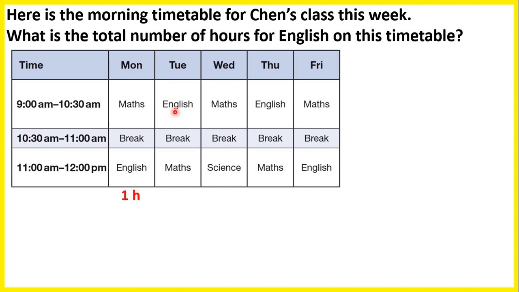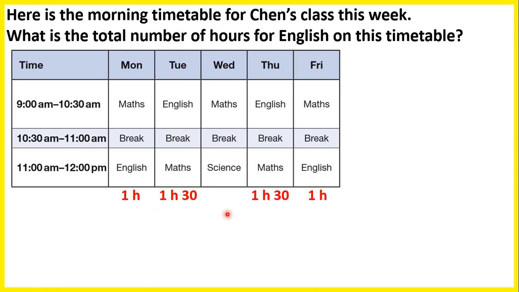On Tuesday, English is from 9 o'clock to 10:30, so that's 1 hour, 30 minutes. On Wednesday, Chen does not have any English lesson, so that's 0 hours. On Thursday, English is from 9 until 10:30, so that's 1 hour, 30 minutes. And on Friday, it's from 11 o'clock to 12 o'clock, so that's 1 hour.